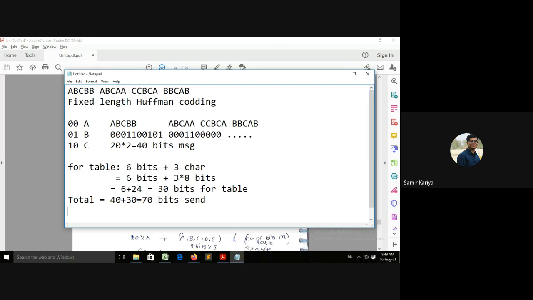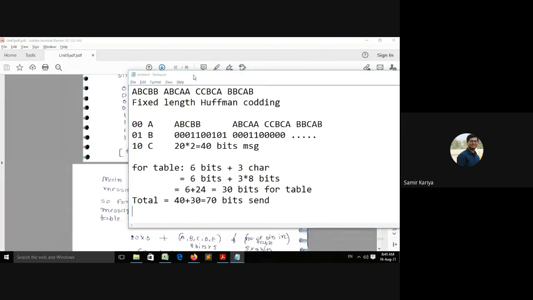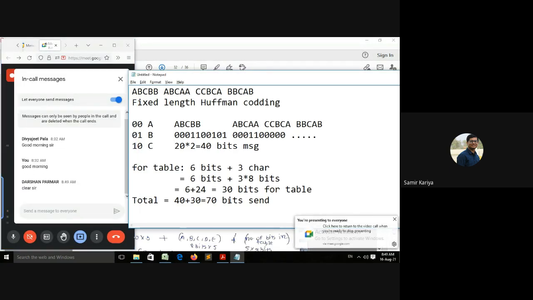Fixed length in the sense that the number of bits is fixed for each and every character. Clear? Is there any query in this method? Any doubt? Guys, please reply. All of you clear? How we calculate here 70 bits? Okay, that's one. Now the next one, that's the most important for your exam, that's variable length.